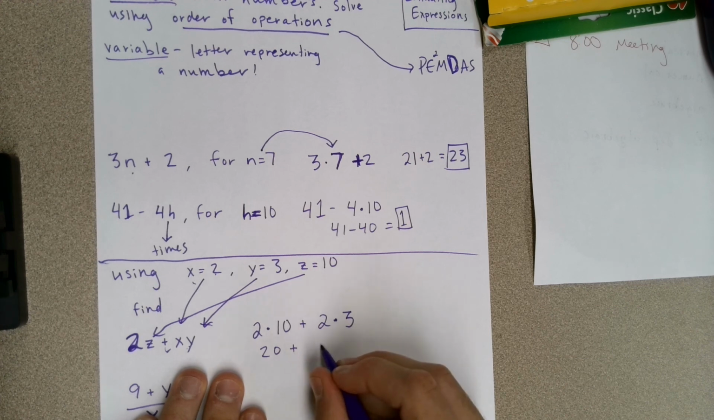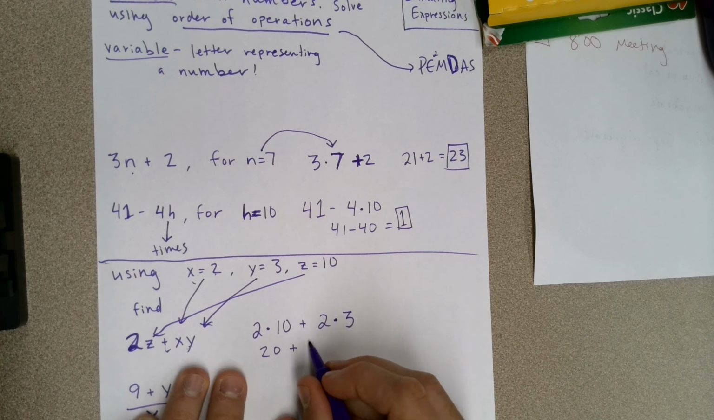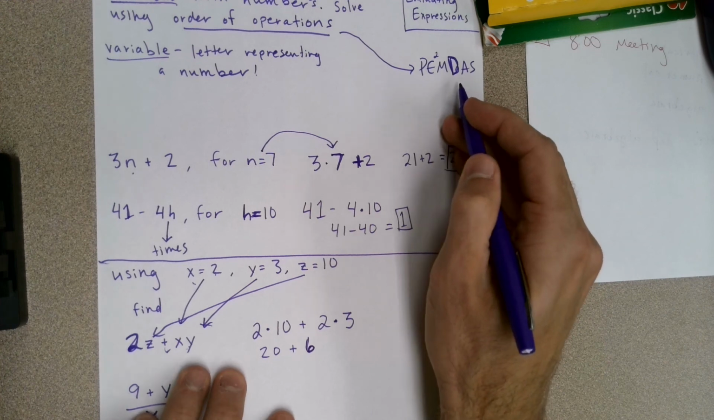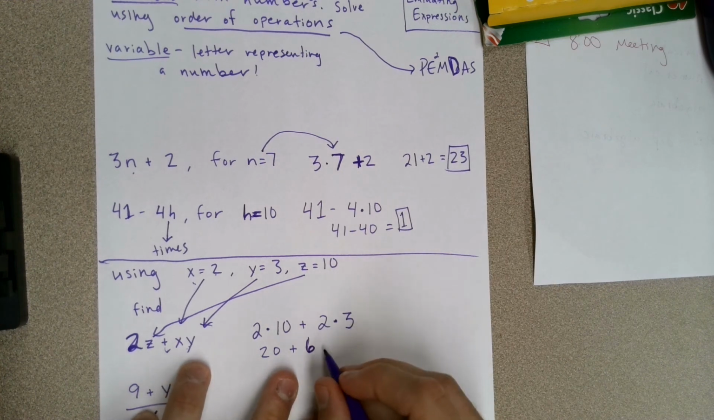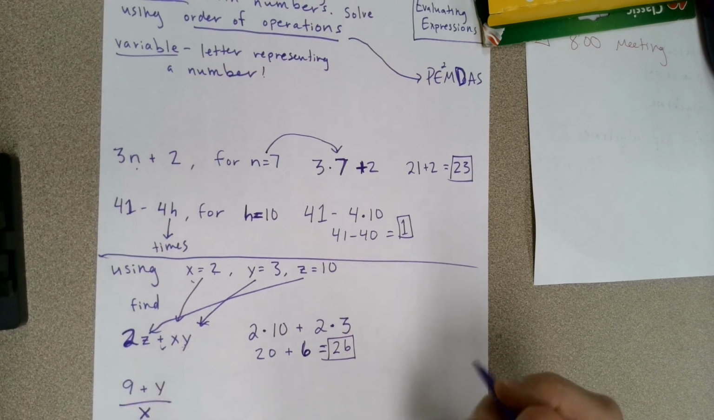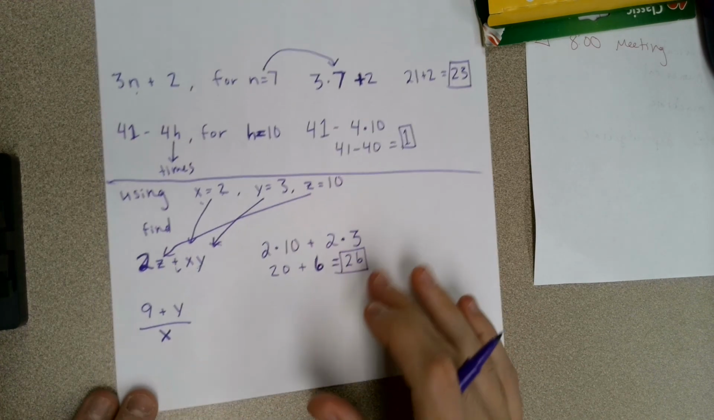we can't do plus 2 because we still have more multiplication. 2 times 3 is 6. Multiplied first. Didn't do my addition yet because M comes first. Multiply comes first. 20 plus 6 equals 26. We just solved that with PEMDAS. Easy money. We got this.